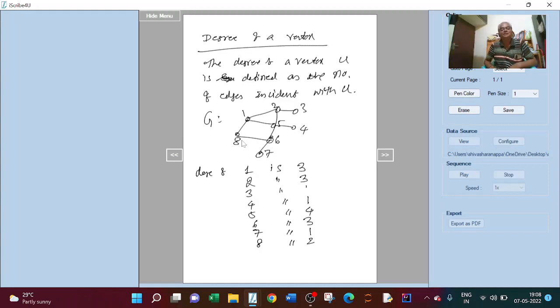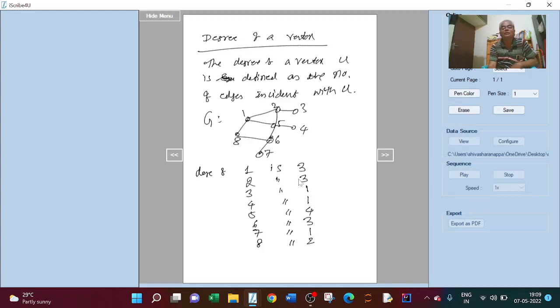How many vertices are here? Totally 8 vertices are here, right? And what is the sum of the degrees here? Sum of the degrees: 3 plus 3 is 6, plus 1 is 7, plus 1 is 8, 8 plus 4 is 12, 12 plus 3 is 15. Degrees of 1, 2, 3, 4, 5, 6, 7, 8: 3 plus 3 is 6, 7, 8, 12, 15. This is 15.